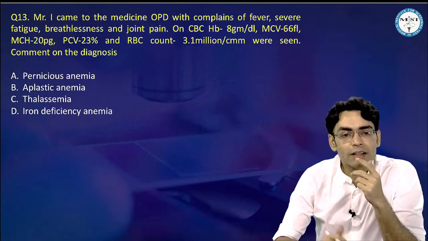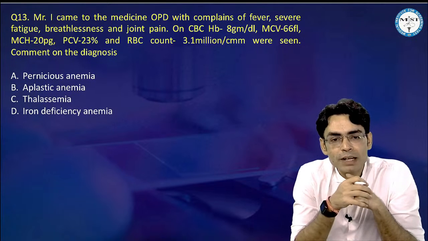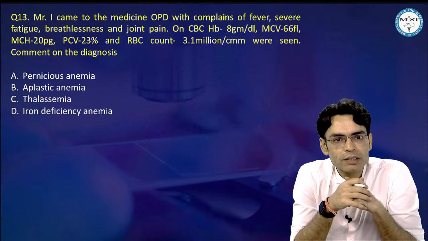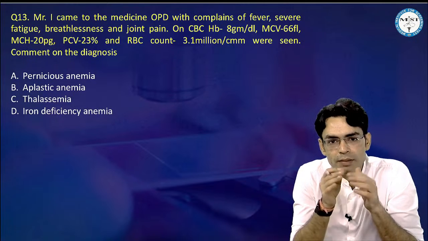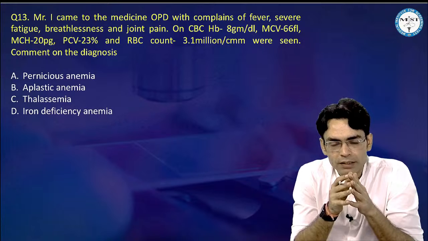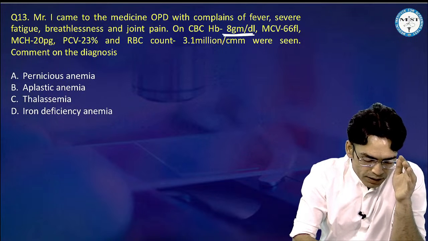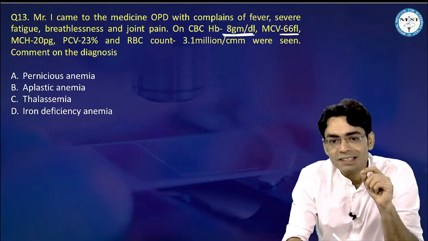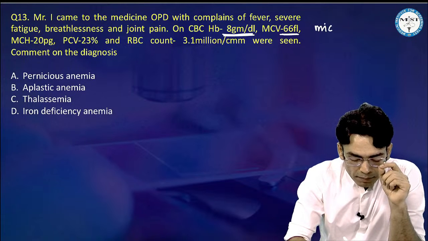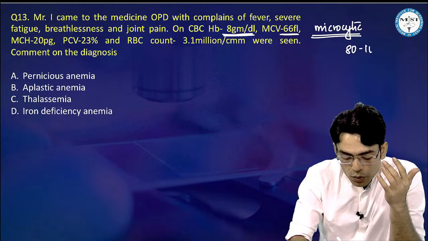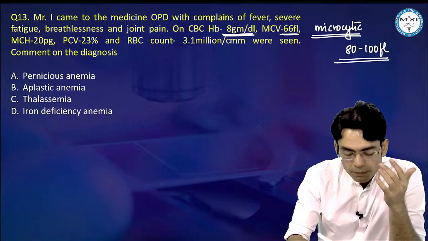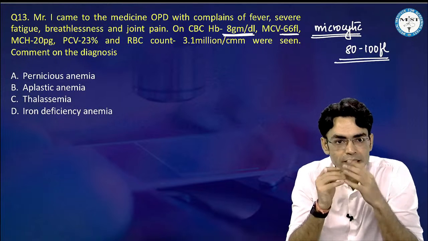13. Mr. I came to the medicine OPD with complaints of fever, severe fatigue, breathlessness, and joint pain. On CBC, the hemoglobin is 8 gram per deciliter. This is a patient who is anemic. MCV is 66 femtoliters. That means we are having microcytic RBCs, because the normal MCV is 80 to 100 femtoliters, right? So microcytic RBCs are there.